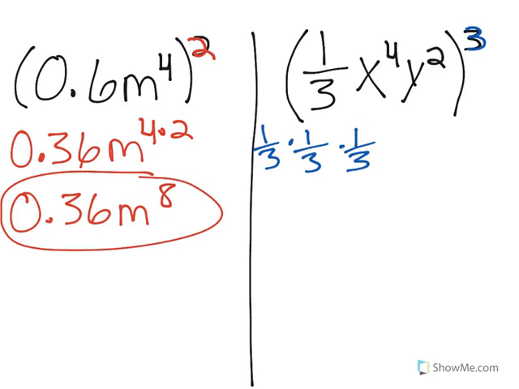We multiply fractions, we go straight across, so we're left with 1 on top, and 3 times 3 is 9, 9 times 3 is 27. So 1/3 cubed is 1 over 27. So that coefficient, that's what that gives us. So we have 1 over 27.